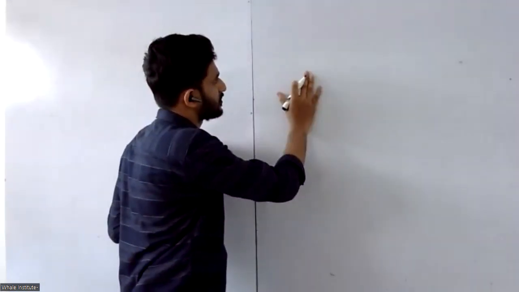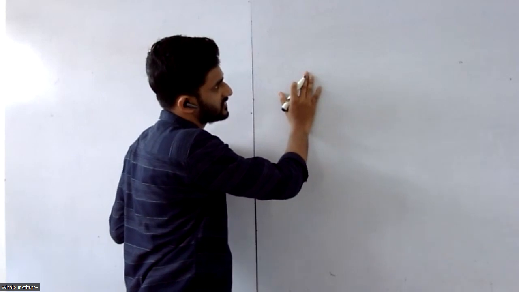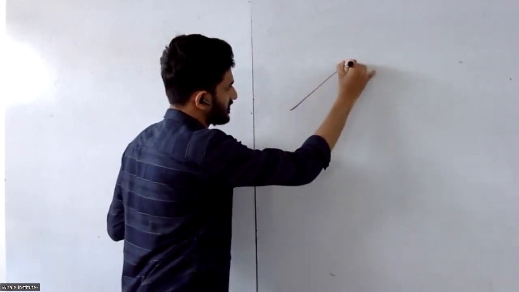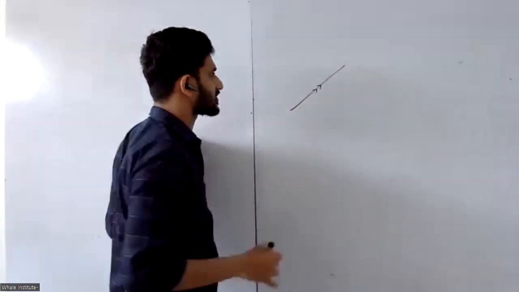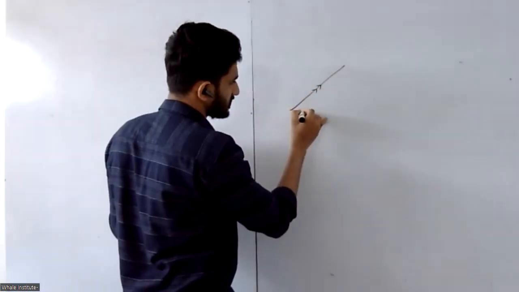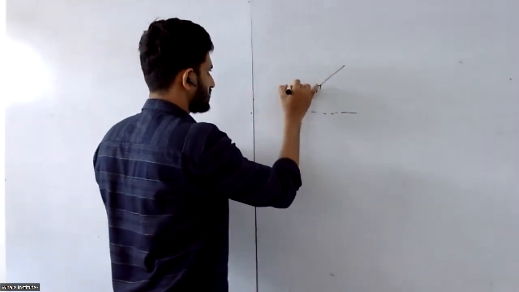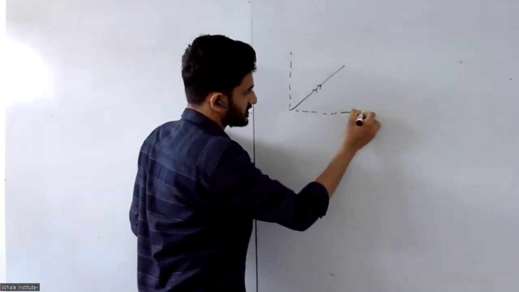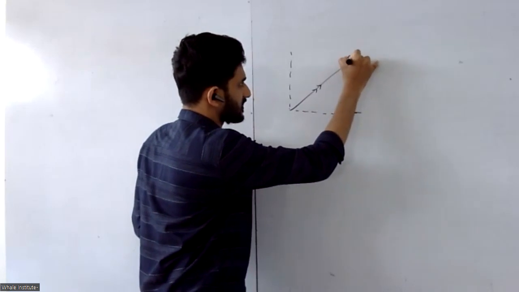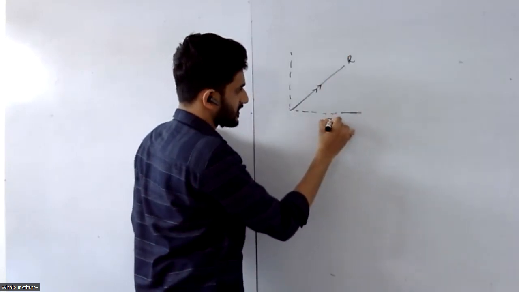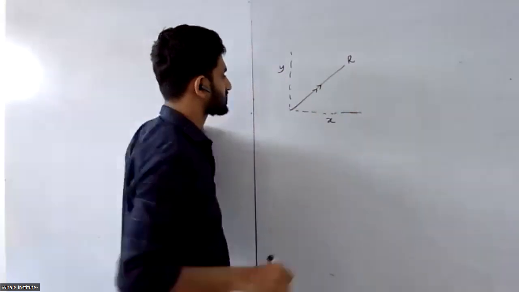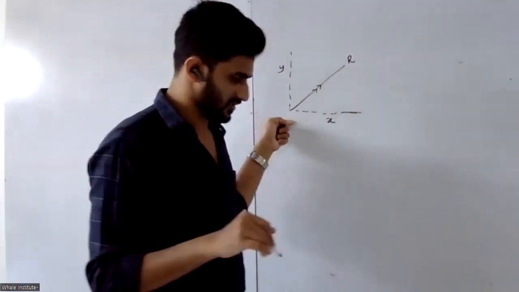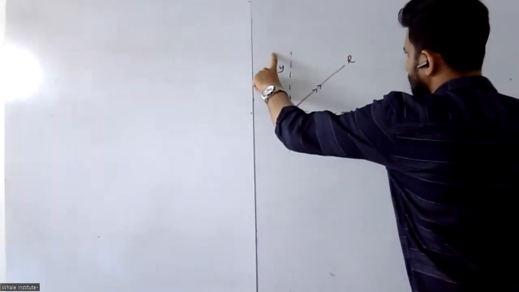The opposite of adding: we are going to get one vector and then resolve it. So we are going to separate it into two vectors like this. This is the original vector R, and we are going to separate it into two vectors as x and y, because this is towards the x direction and this is towards the y direction.